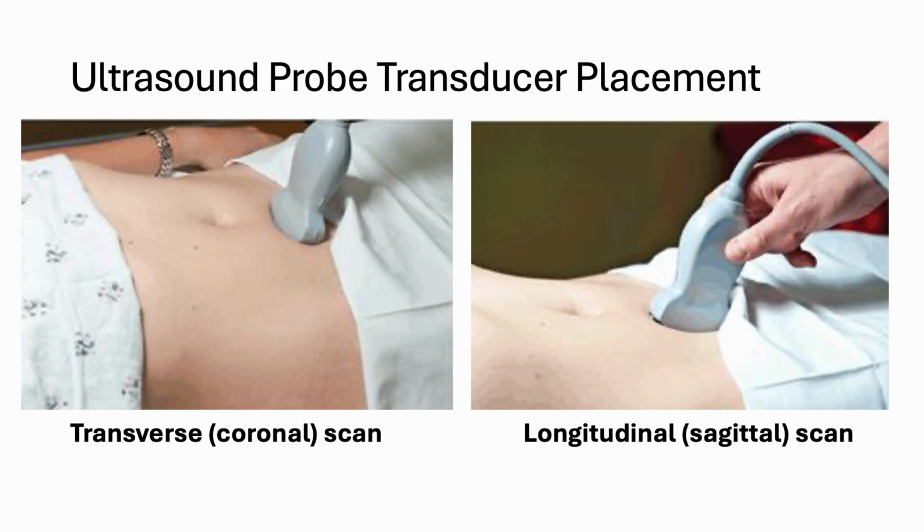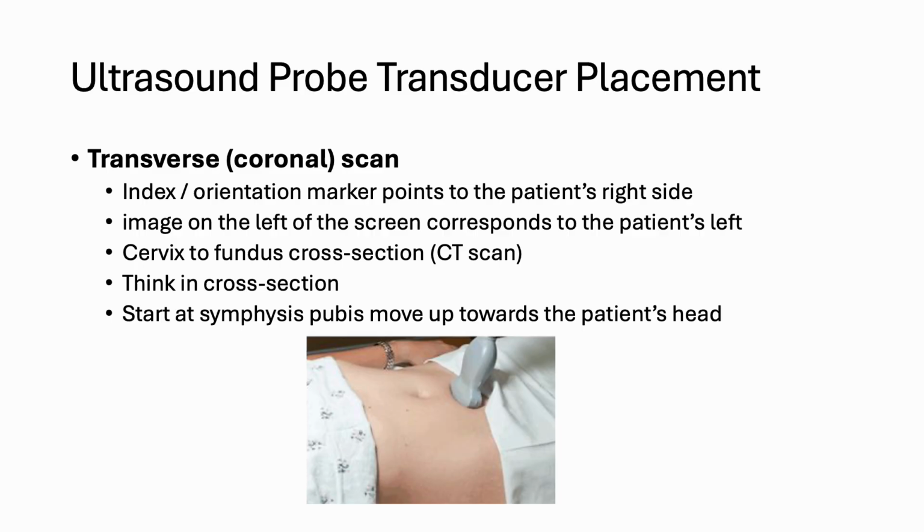So when we talk about the ultrasound probe transducer placement, we'll talk about the transverse scan, also called the coronal scan, or the longitudinal scan, which we call sagittal. You can see that with the transverse scan, the transducer is placed on the maternal abdomen in a transverse lie, and with the longitudinal scan, the transducer is placed in a longitudinal position. So we'll go into that in a little more detail.